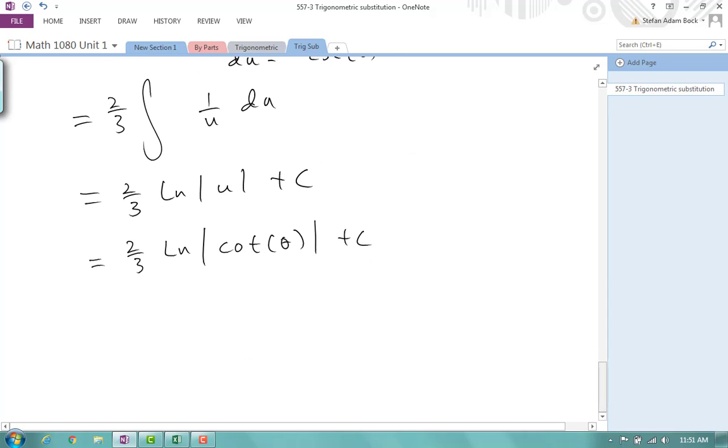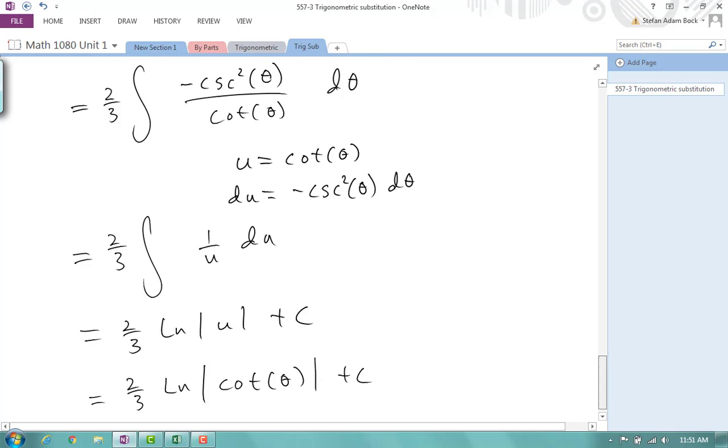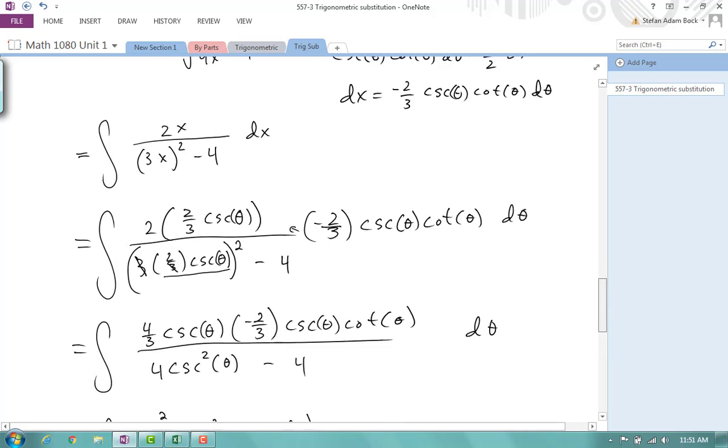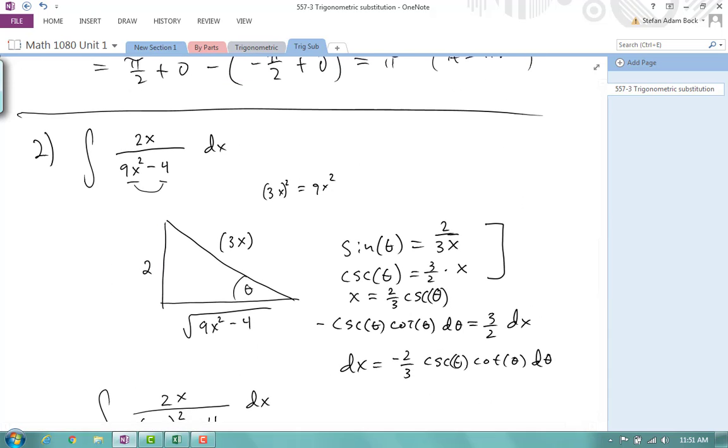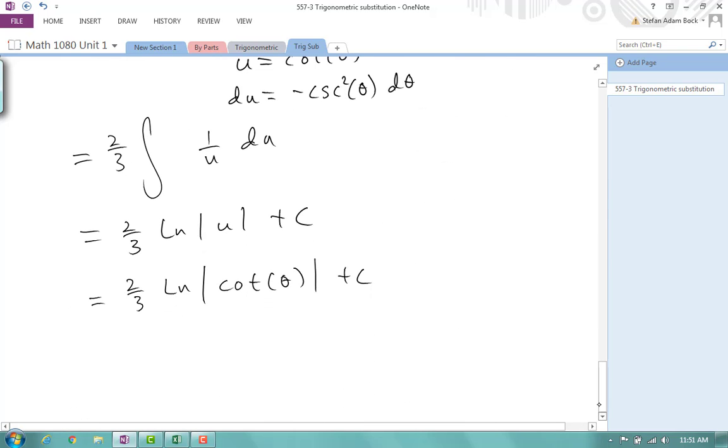But to find out what cotangent of theta is equal to, I got to go all the way back up to my triangle that I made for this problem. That's a lot of work. Cotangent of theta is equal to adjacent over opposite. So cotangent is going to be the square root of 9x squared minus 4 all over 2. All the way back down. So it's equal to 2/3 natural log of the square root of 9x squared minus 4 all over 2, plus c.